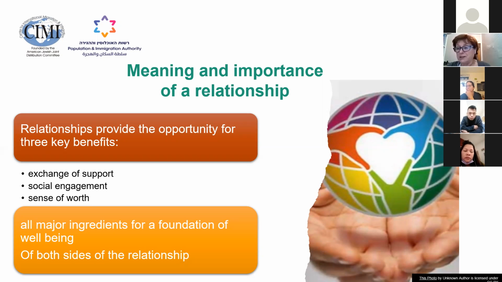And a sense of worth. This is something we talked about yesterday as well. I think that it's so important for your employer to still feel that he's worthwhile, that his life is worthwhile, that his being present is worthwhile. And this is something that is also very important in our work, in our emotional work, right? To connect to someone makes them feel worthwhile. So this is something that's very, very prevalent in our work. All major ingredients for the foundation of well-being, okay, of both sides of a relationship.